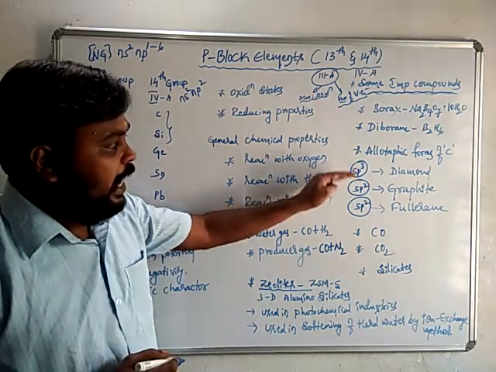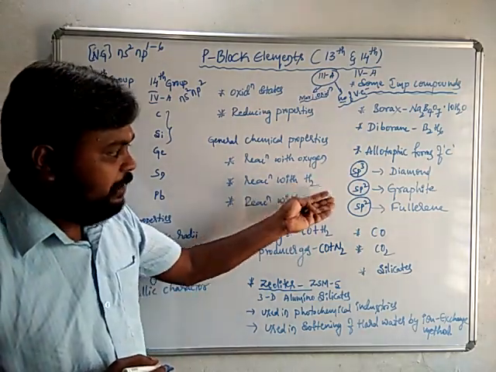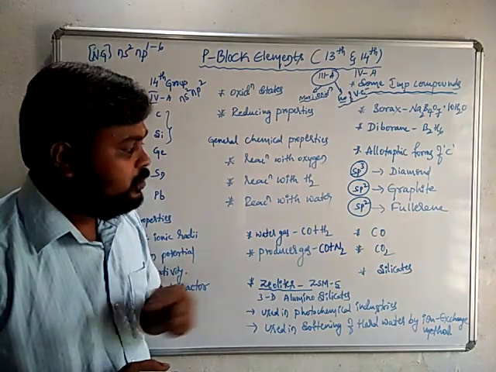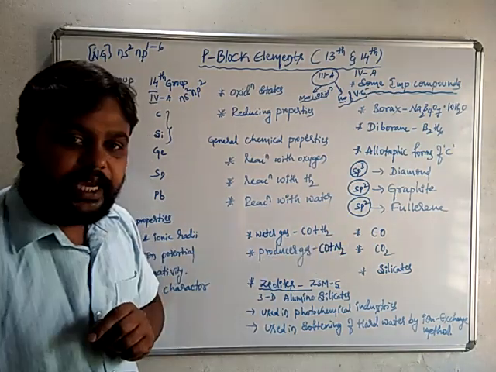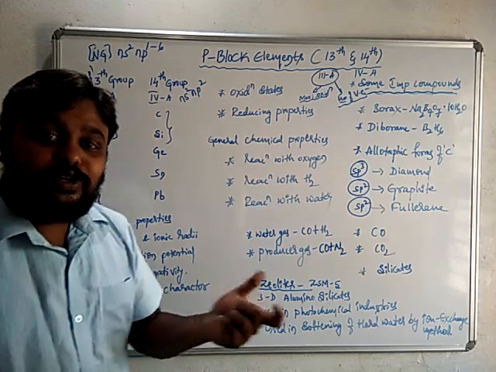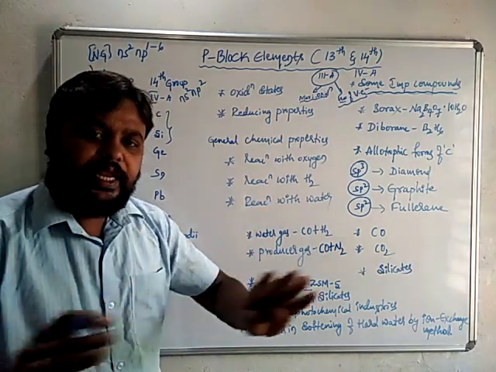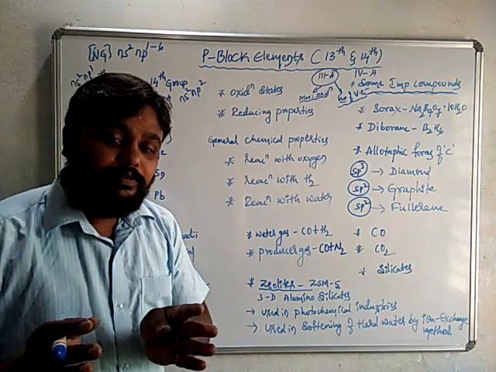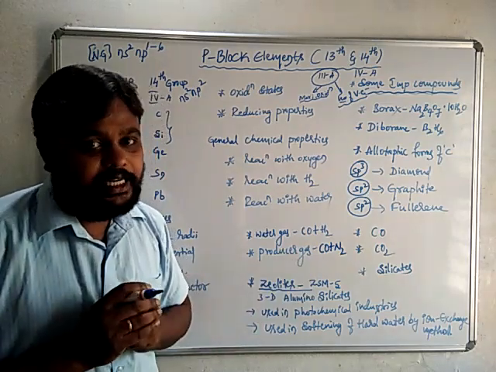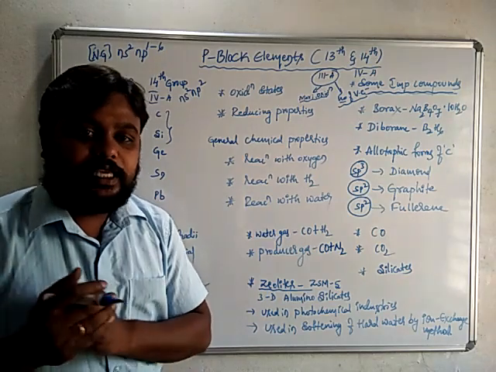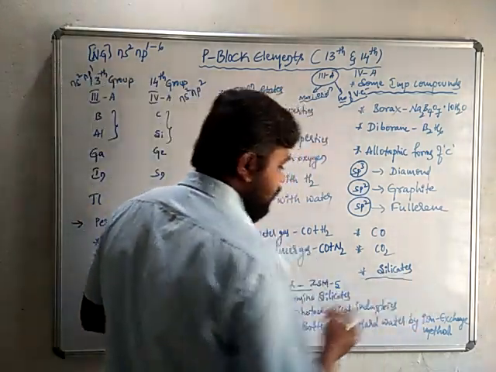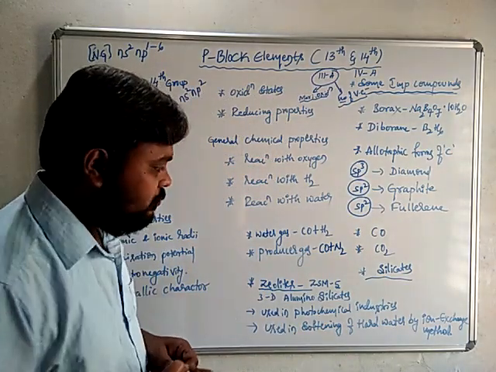Carbon can form allotropic forms like diamond, graphite, fullerene. Carbon also can form very important compounds like carbon monoxide, carbon dioxide. Carbon also can form a wide range of organic compounds, and they are called hydrocarbons. That part we are not discussing here in inorganic, we are discussing separately in organic chemistry. And silicon can form one of the important compounds called silicates.